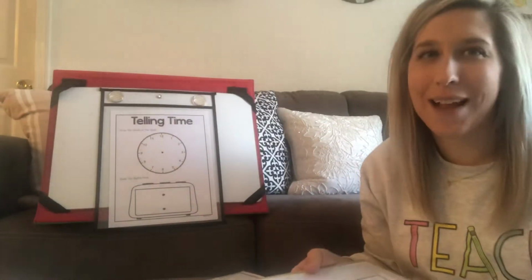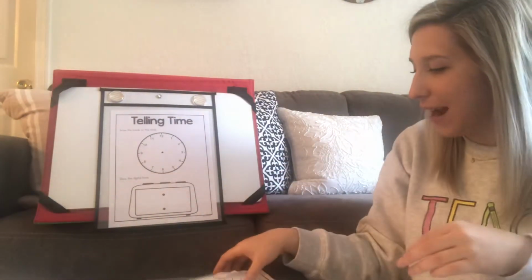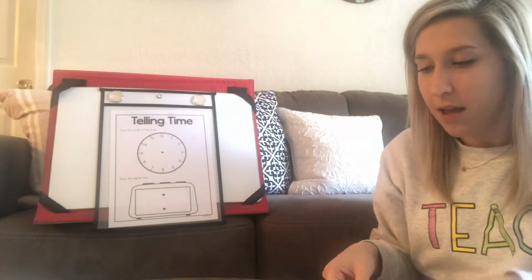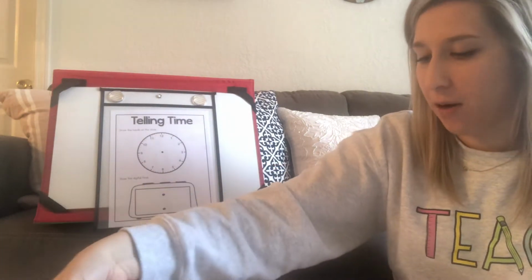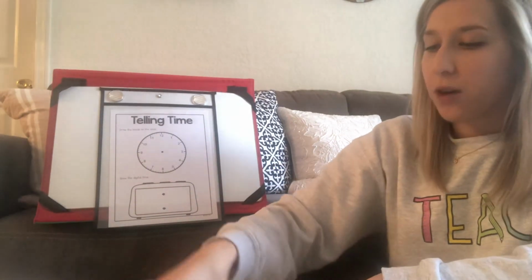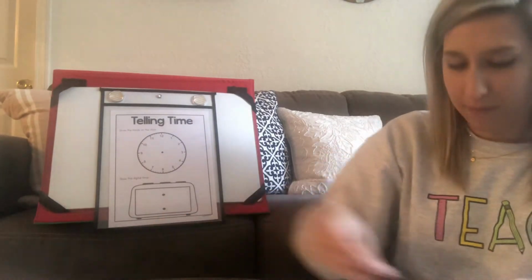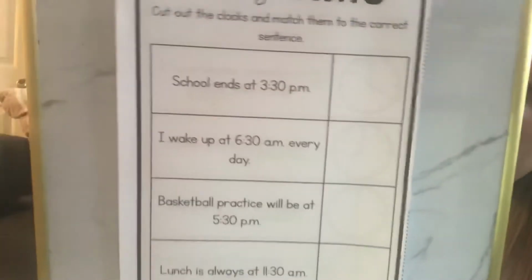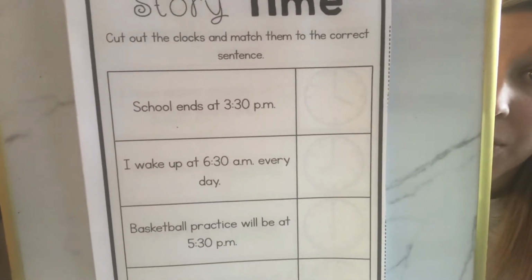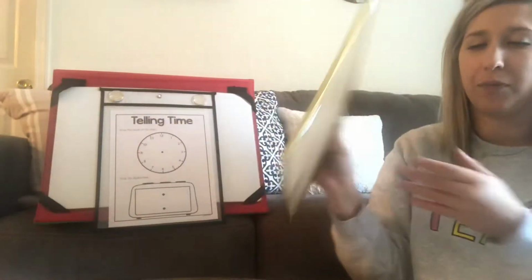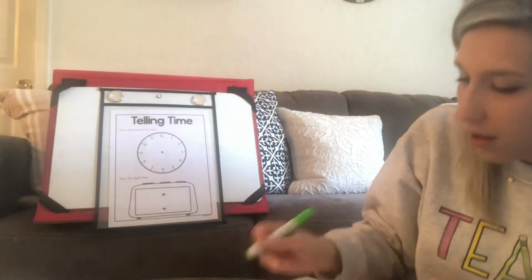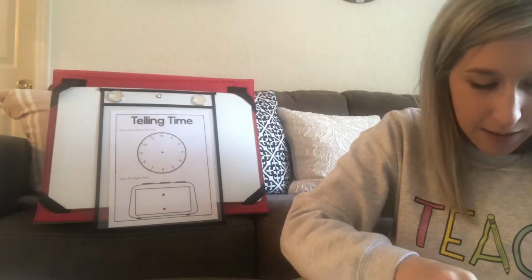What do you think we're going to practice now? Yeah, we're going to get some practice now telling our times to the half hour. Again, we're going to read the story problem and then figure out which clock to get. Okay, so here we go. School ends at 3:30 p.m. So what should I underline? Yeah, 3:30. Okay, let's look.